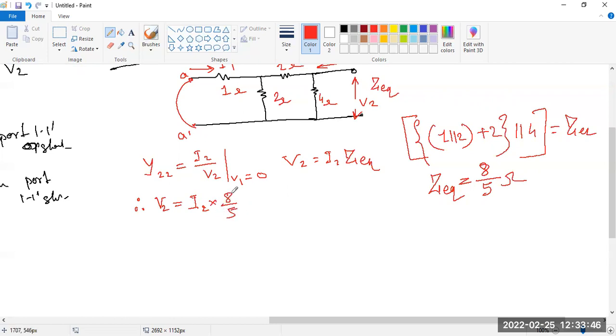Okay, this is one equation. And then if we put the value, this is 8 by 5 ohm, just it will be changed. If you put the value of this, then I2 is cut down, then 8 by 5 means it will be changed.